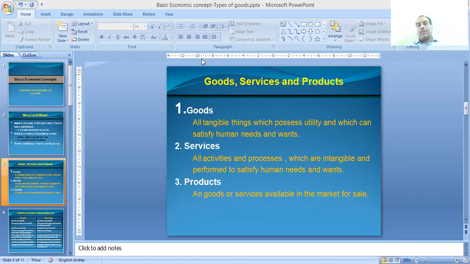So those are services, intangible things. It may be an activity, it may be a process. So all activities and processes come under the category of services. I am teaching you. So what I am doing, I am giving you nothing tangible. I am giving you an intangible thing. I am trying to teach you, I am trying to educate you, and so I am doing my services, and I am giving you intangible things.